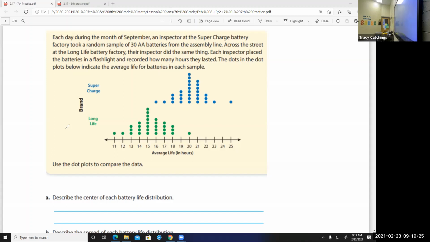It reads, each day during the month of September, an inspector at the supercharged battery factory took a random sample of 30 AA batteries from an assembly line. Across at the long life battery factory, their inspector did the same thing. Each inspector placed the batteries in a flashlight and recorded how many hours they lasted. The dots in the dot plot indicate the average life for batteries in each sample. And then it asks us to use these to compare the data.